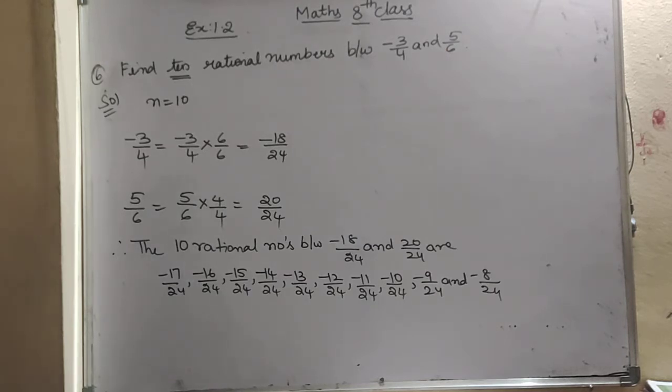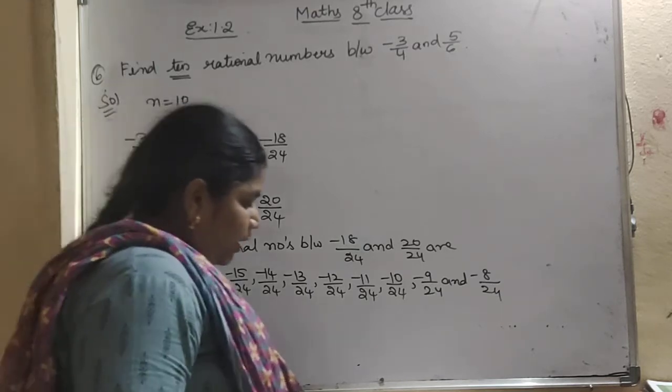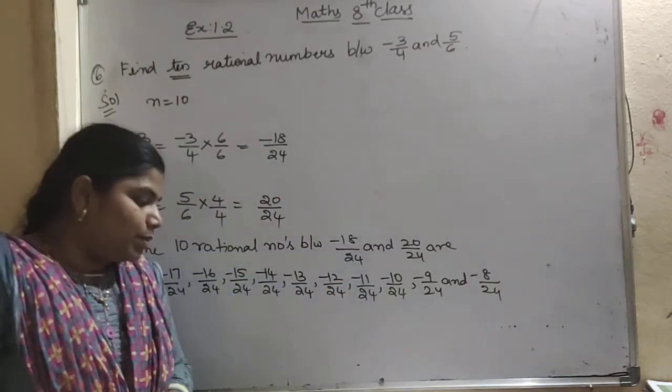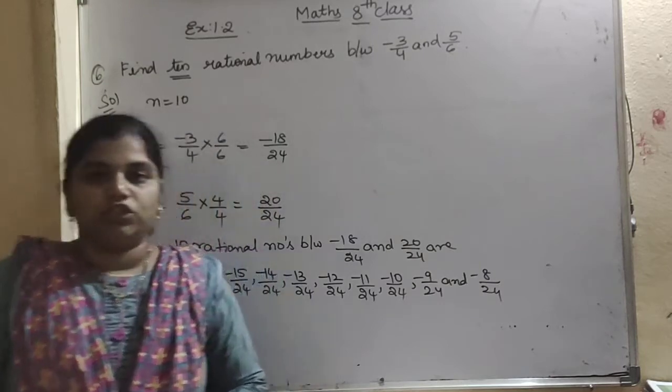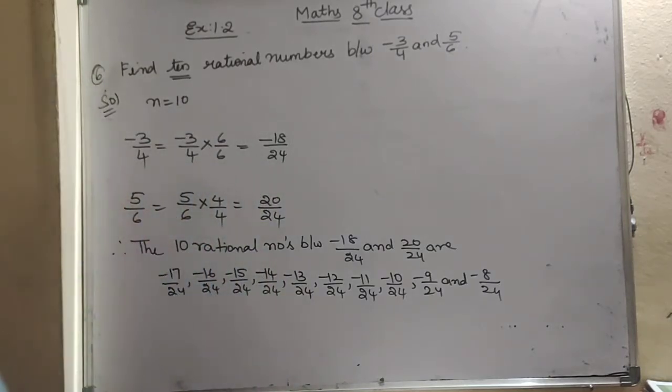So this is our 6th bit. So next topic is decimal representation of rational numbers. So how to represent the decimal numbers for rational numbers we will see.